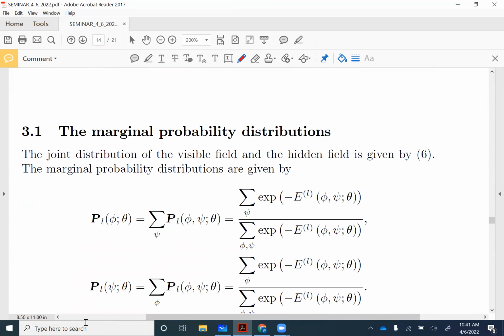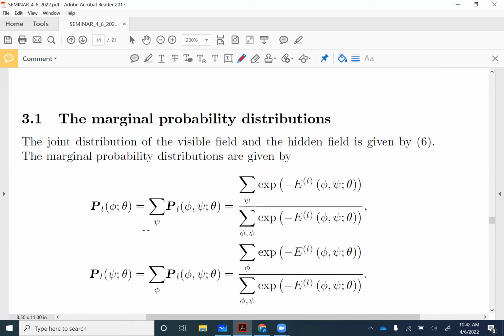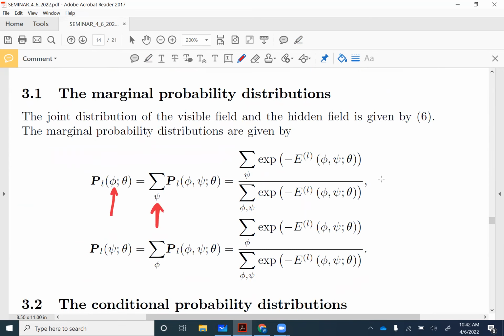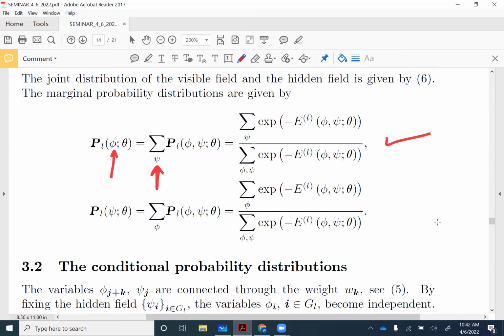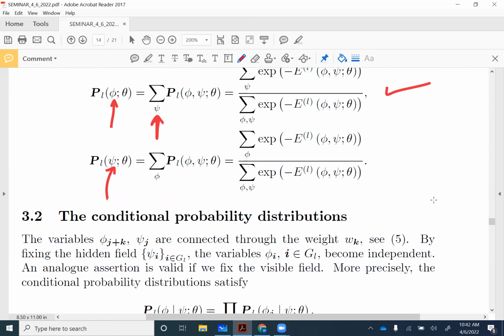Okay, now the marginal probability distribution is given in this way. To compute the marginal probability distribution with respect to phi, we have to integrate with respect to the other field. If we do the calculations, we get this expression. And this is the marginal probability distribution for the hidden field, given by this expression.